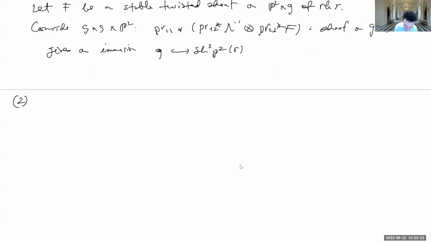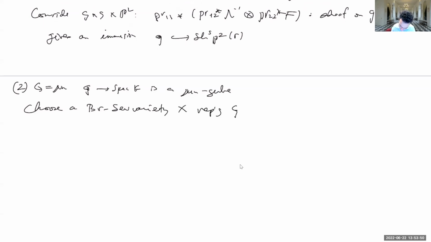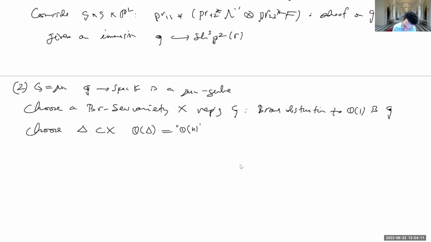So the second one is, let's say now G is mu n, right? And so G to Spec of K is a mu n gerbe. And now I am going to choose a Brauer-Severi variety, but you'll see this is the analog of what happened with the genus 2 curves. Choose a Brauer-Severi variety X representing G. And what does this mean? That the Brauer obstruction to O of 1 is more or less G. And now we can choose a delta in X so that O of delta is, so to speak, O of n, even though O of n is not defined.